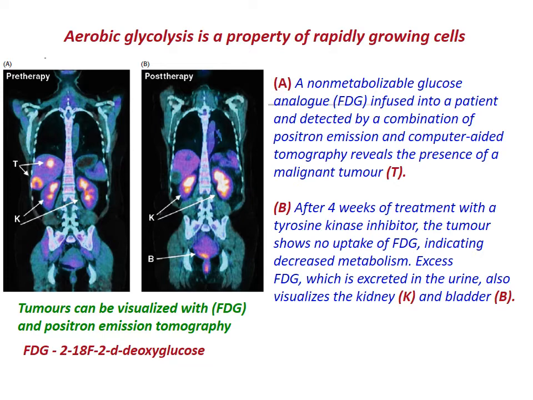The figure A indicates the pre-therapy scan. FDG, a non-metabolizable glucose analog, infused into a patient and detected by a combination of positron emission and computer-aided tomography, reveals the presence of a malignant tumor.